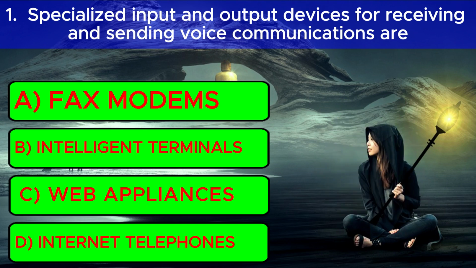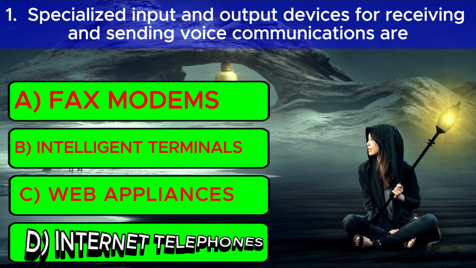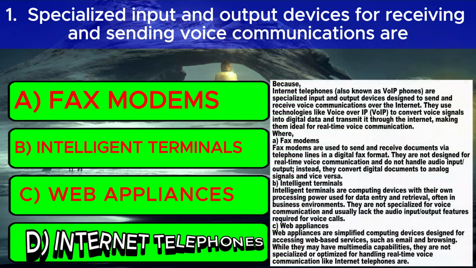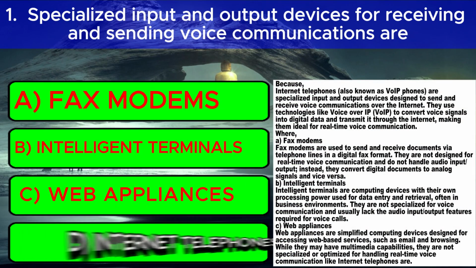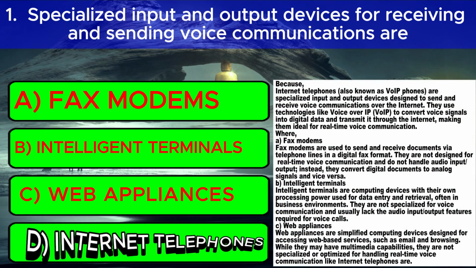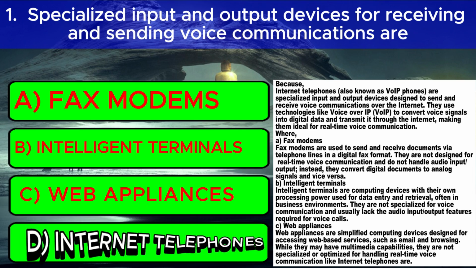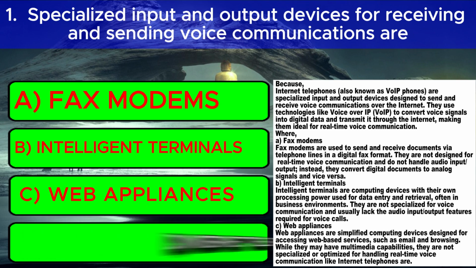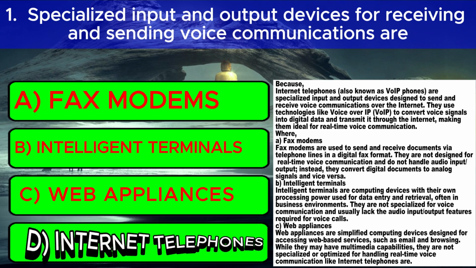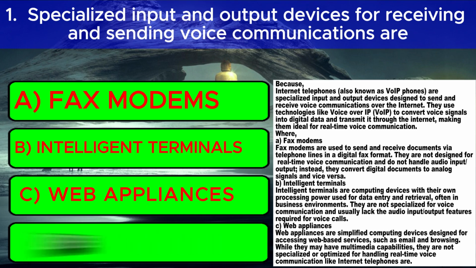And the correct answer is D. Internet telephones. Because Internet telephones, also known as VoIP phones, are specialized input and output devices designed to send and receive voice communications over the Internet. They use technologies like Voice over IP, VoIP, to convert voice signals into digital data and transmit it through the Internet, making them ideal for real-time voice communication.